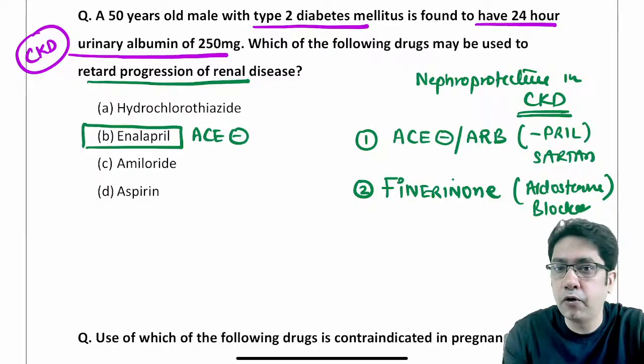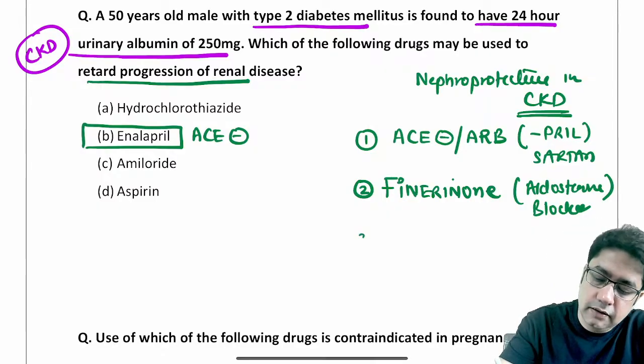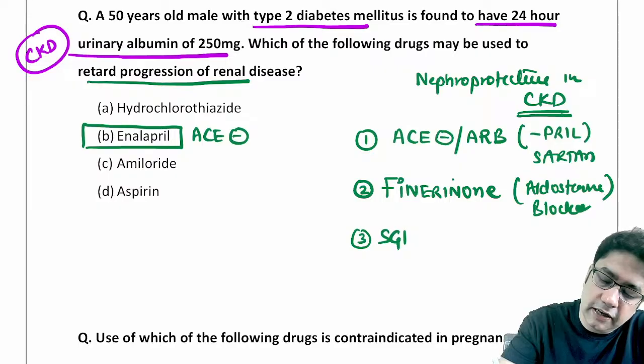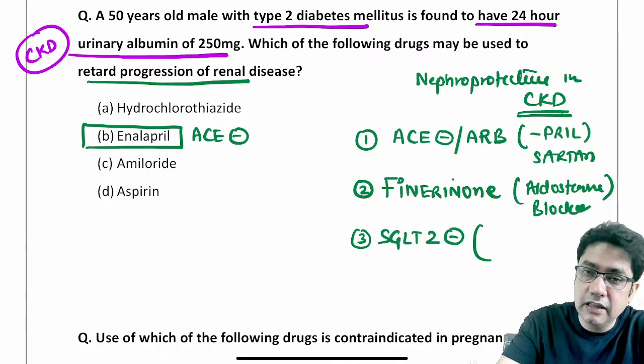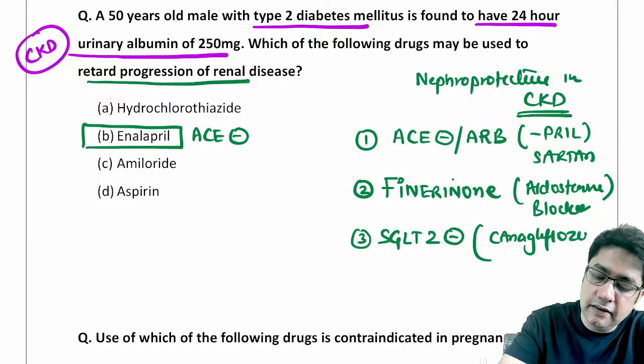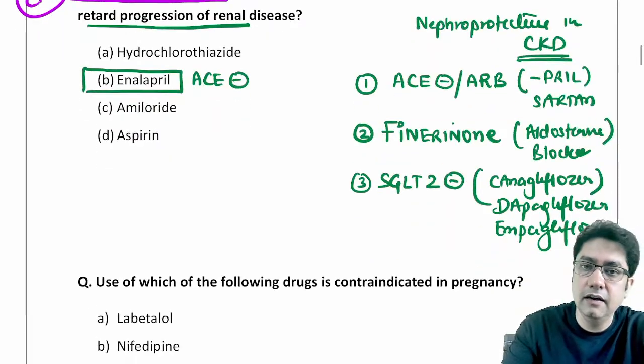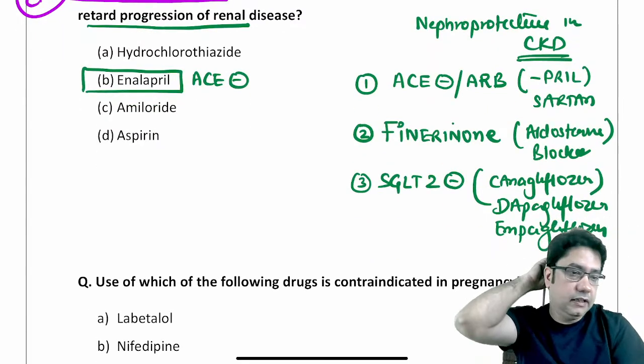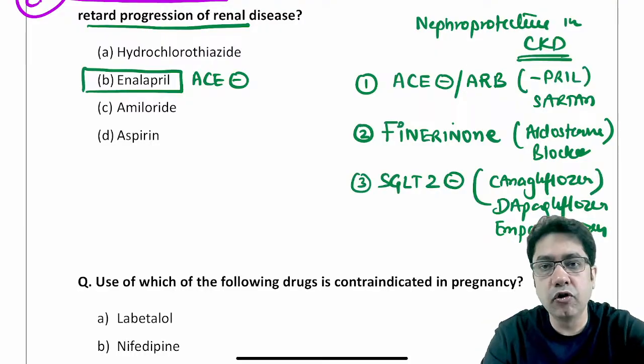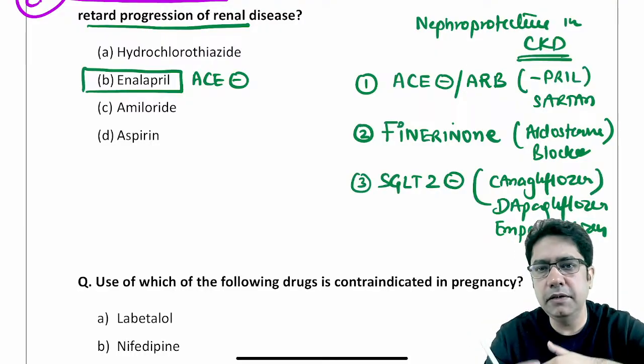and renoprotective in CKD? The third drug which is found to be renoprotective in nephropathy is the SGLT2 inhibitor. And these drugs end with the word flozin. Canagliflozin, dapagliflozin, which were increasing urine flow. Empagliflozin, right? We have discussed any drug which ends with the word gliflozin. So these are the three nephroprotective drugs approved in the treatment of nephropathy, especially CKD due to diabetes or hypertension.